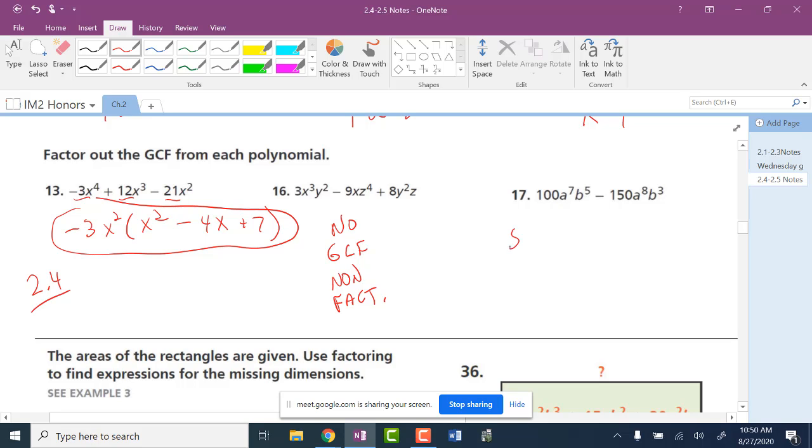And then hopefully you went large and got 50 here. 50, a hundo, 150. And then a to the 7th, and then b to the 3rd. And then you figure out what's left over. 2 times 50 is a hundo. A to the 7th, gone, b squared. 150 divided by 50 is 3. And then a to the 8th, that leaves me an a. B to the 3rd's gone. Okay? And then that's all we got to do about that.